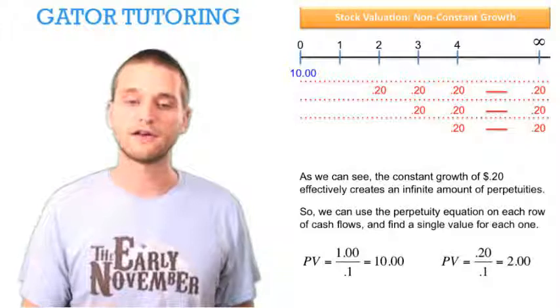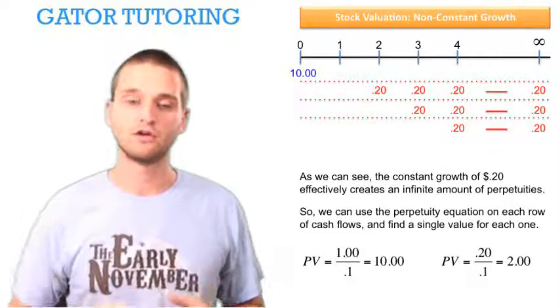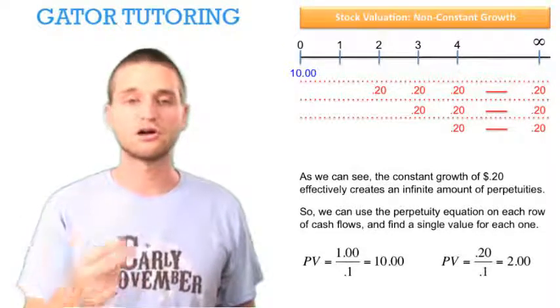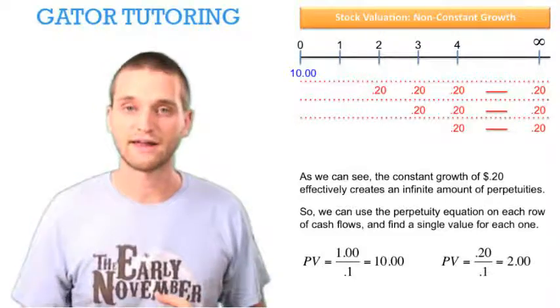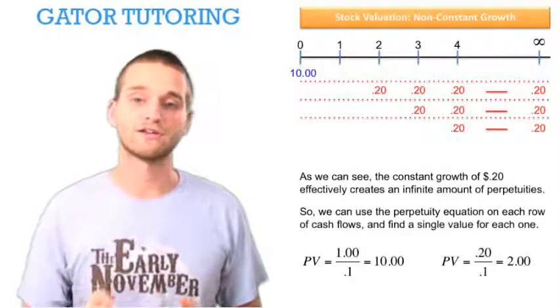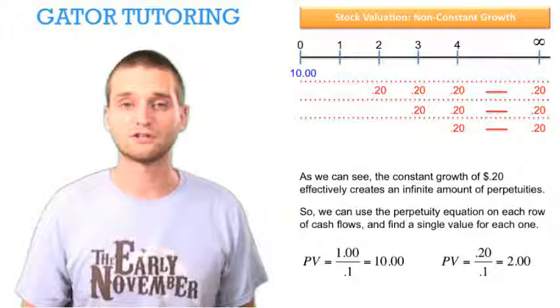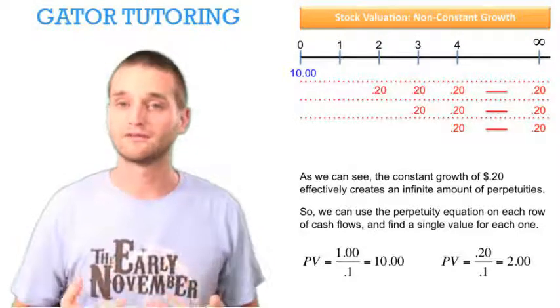Now that we know the present value, we can do the same thing using a cash flow of 20 cents, because we can see all these other perpetuities have identical cash flows. So we're going to find the same number for the present value when we use the perpetuity equation, but it's going to be evaluated in different periods.